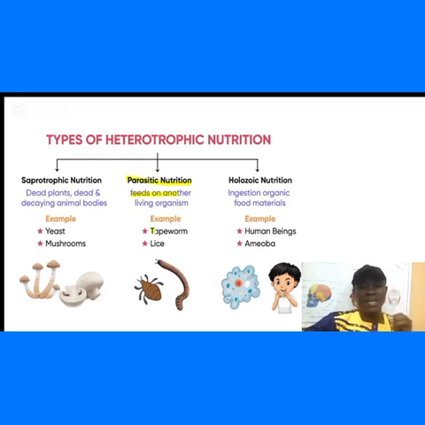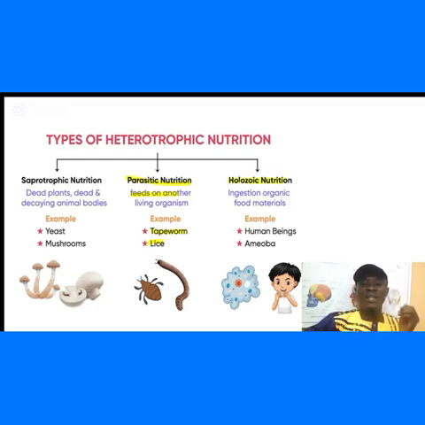An example is tapeworm. Tapeworm is an endoparasite. It is living inside the host. And we have lice that live on the body of the organism. So in that case, they are referred to as ectoparasites.